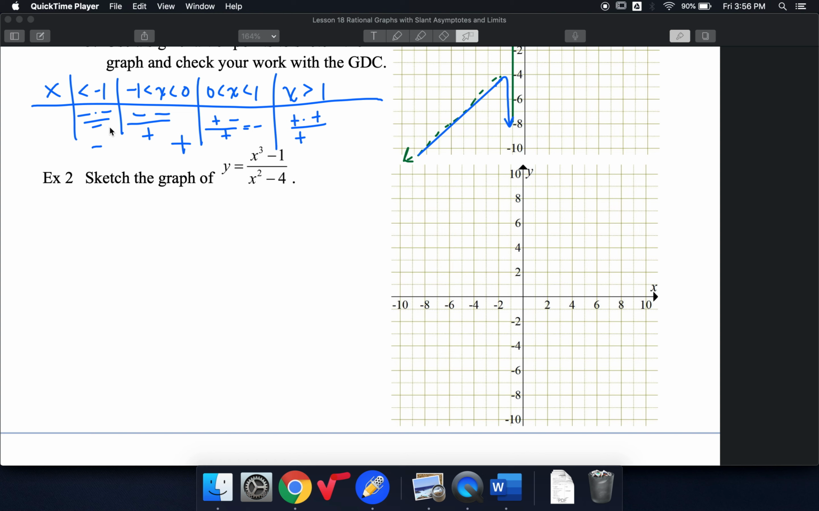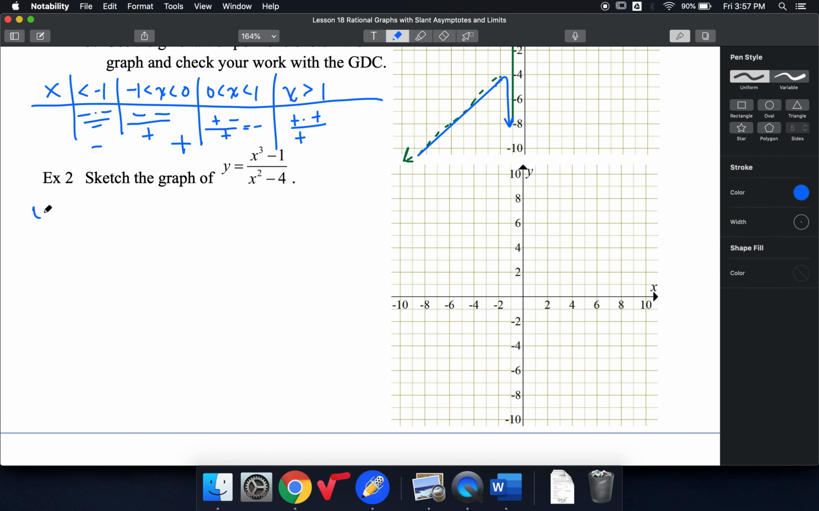We're going to sketch this graph. It's a cubic over a quadratic. So that tells me that my graph is going to look linear. So I know that my end behavior will have a linear asymptote. Let's figure out the equation of that asymptote.